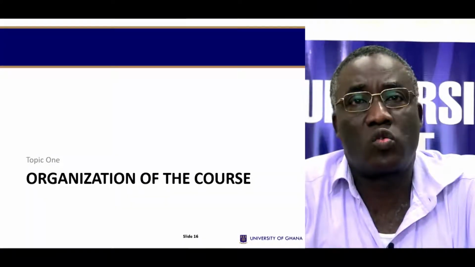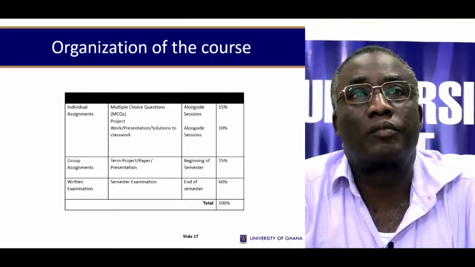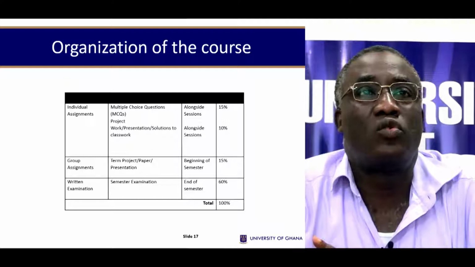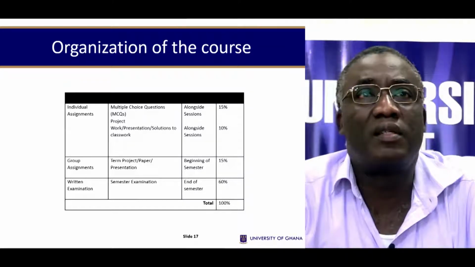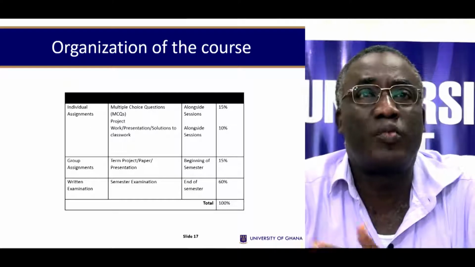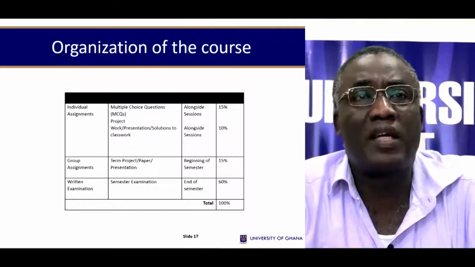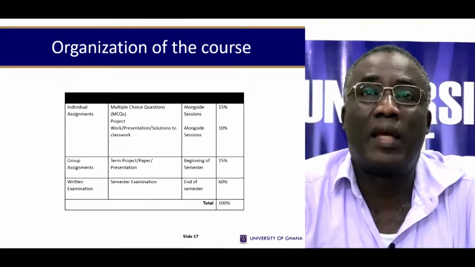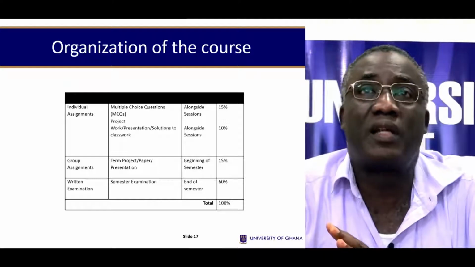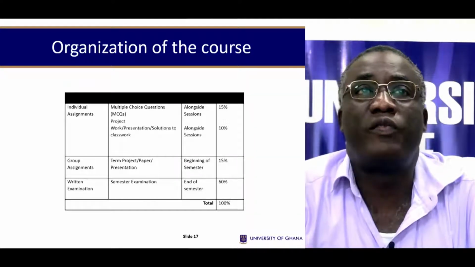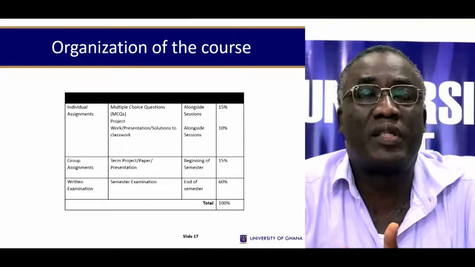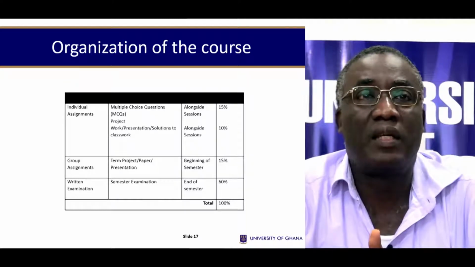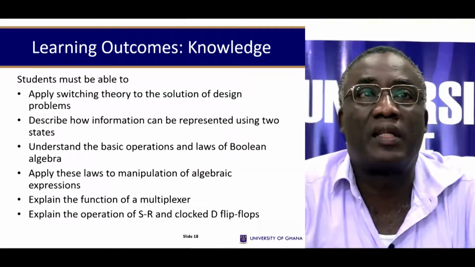Now, how is this course going to be organized? One, you will have a number of individual assignments that you have to do. This will consist of multiple choice questions. You do a mini project, in which you do some presentations in class. There might be a group assignment, and of course, you have your end of semester examination. Now, the allocation of marks for all of these is shown in this table, where 15% goes to your individual work, 10% goes for presentations that you do. If you have a group assignment, that takes 15%, and the written exam will take 60% of the marks.